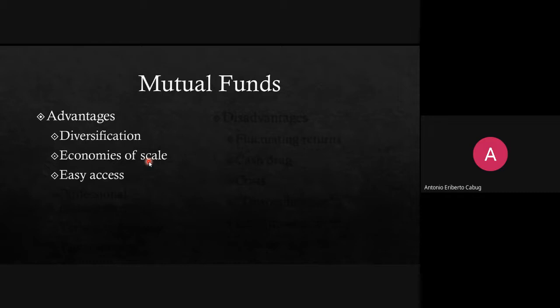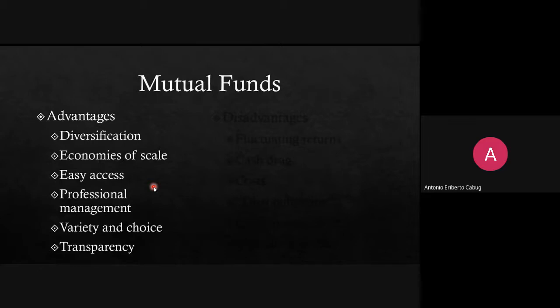Easy access. Some mutual fund companies are partnering with insurance companies. Some are partnering with banks. So we can easily access them at a very low cost, 5,000, 10,000 pesos to open. Professional management by the fund manager. Variety and choice, depending on your objectives. I'm moving to that topic later. Then finally, transparency. The NAVPS is calculated on a day-to-day basis.